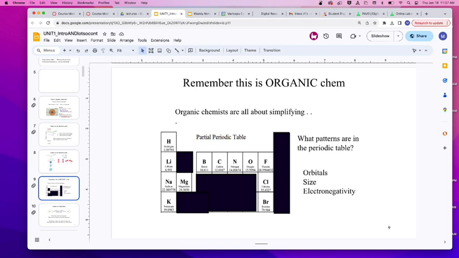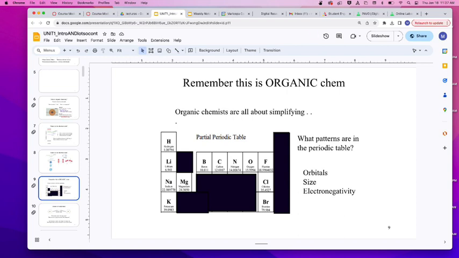There was a hand. Somebody had an idea. Is it like third row and beyond that can do it? Third row and beyond. Why can they exceed octet? It's really close to the d orbital, or they have a d orbital. There it is. They have the d orbital. So when we're looking at expanding octet, it's expanding octet because you're moving beyond the s and p orbitals.